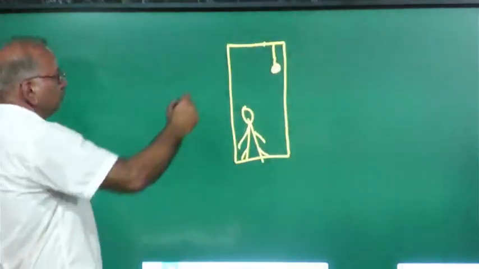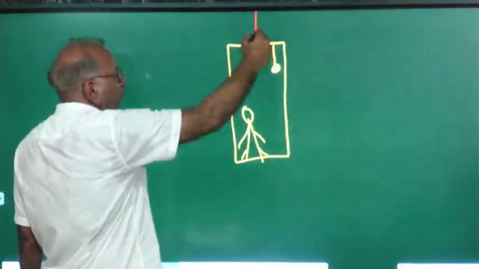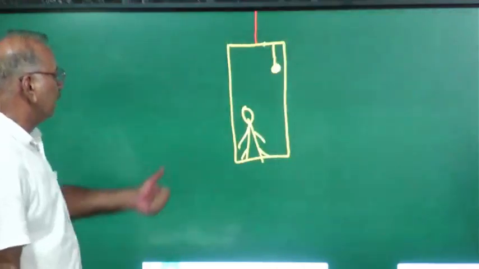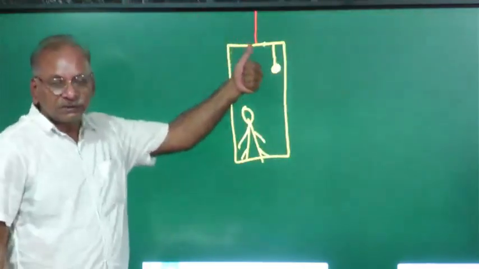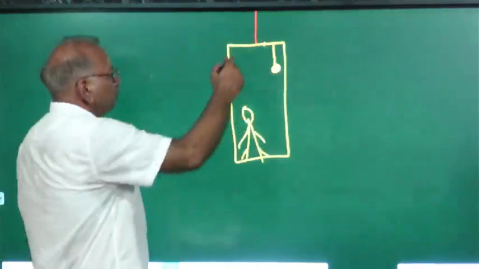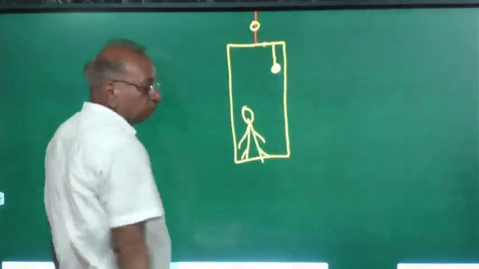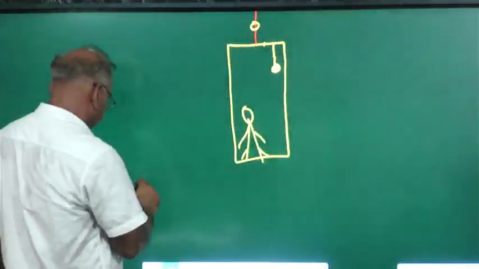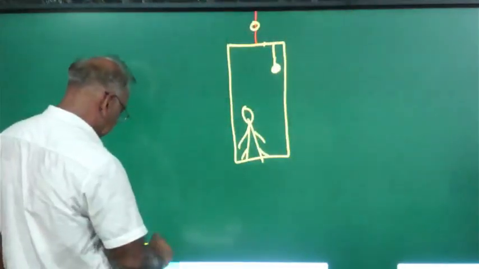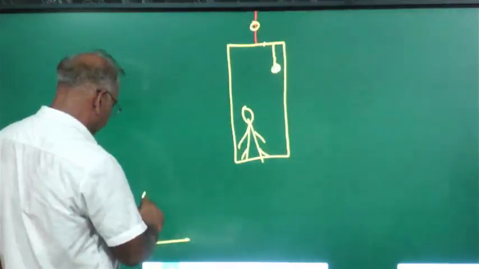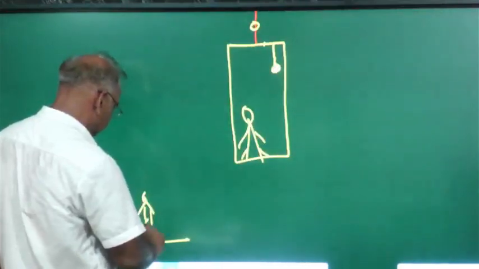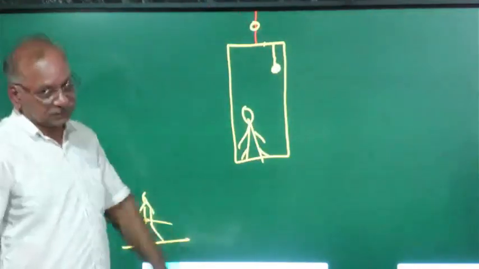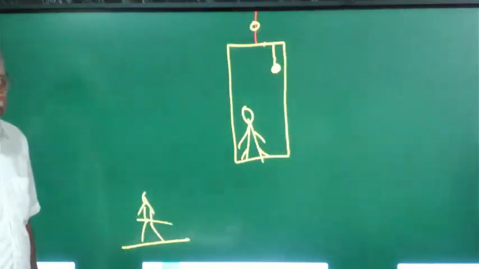You all know that the elevator cabin is held securely and tightly with a thick rope. One person is standing here on the ground. Suddenly, this rope breaks. Then what will happen?